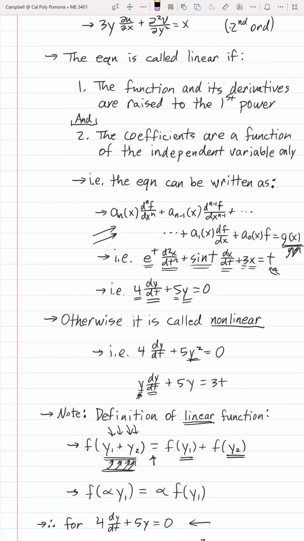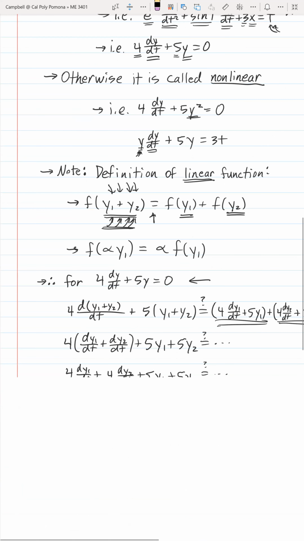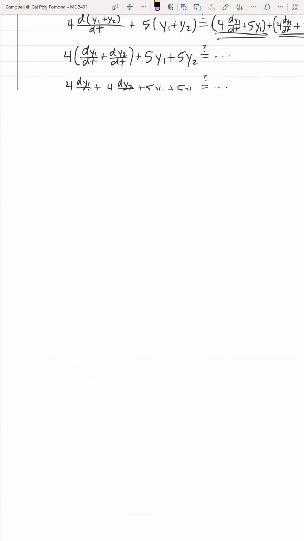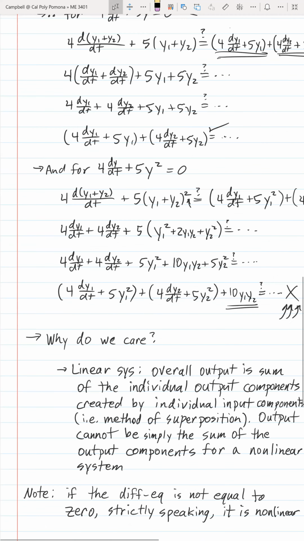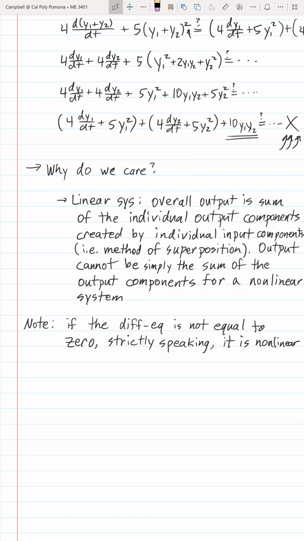When the equation in this form is equal to 0, i.e. when it is homogeneous, if you kind of remember that particular term. So here I'll try not to put in homogeneous because I haven't introduced homogeneous yet, but strictly speaking, if a differential equation is not equal to 0, it is nonlinear.